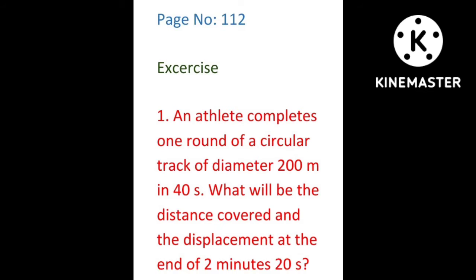An athlete completes one round of a circular track of diameter 200 meters in 40 seconds. What will be the distance covered and the displacement at the end of 2 minutes and 20 seconds? In this question, the athlete is moving around a circular track. The diameter is given as 200 meters and the time is 40 seconds. And we have to calculate the distance and displacement after 2 minutes and 20 seconds.